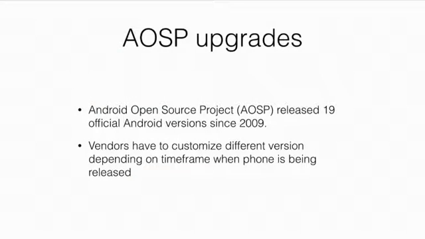AOSP stands for Android Open Source Project. Since 2009, there have been 19 official Android releases. So vendors need to customize very frequently, and for every different phone, they need to customize the version that is released at that time, like the latest Android version.